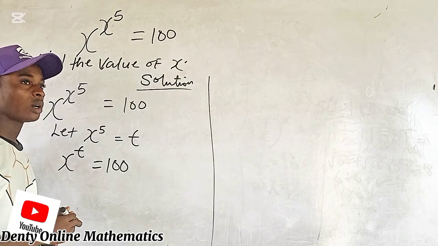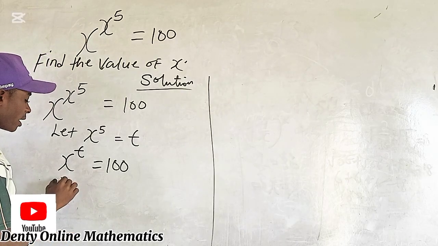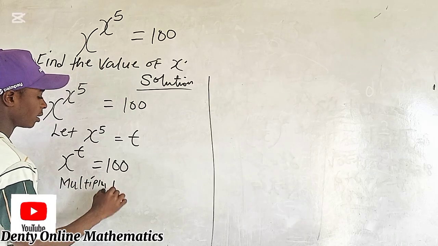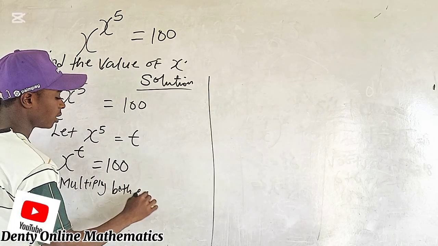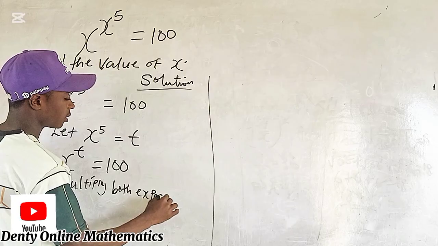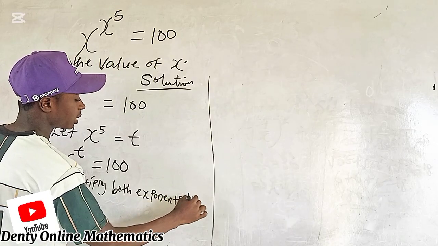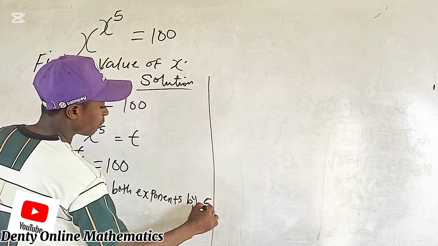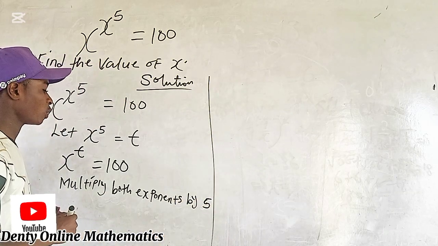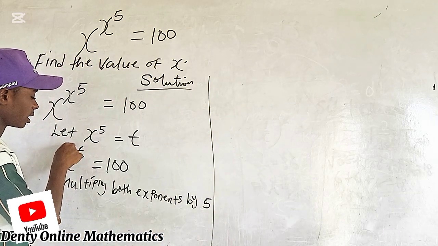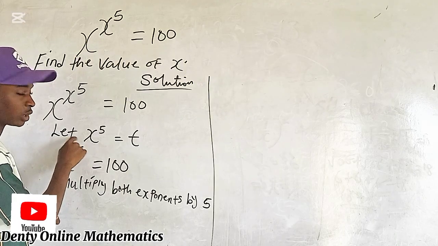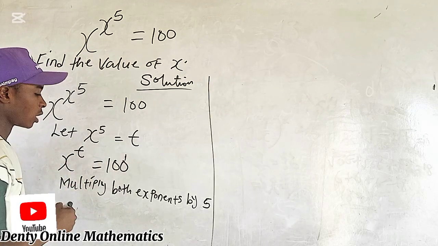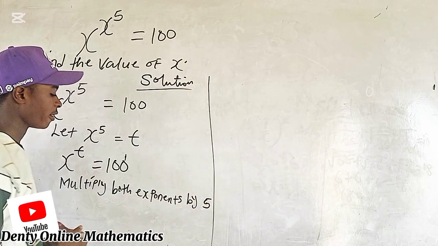Now at this point, what I will do is I will multiply both exponents by 5. Multiply both exponents by 5. The exponent is this variable at the top. So here 100 is the same thing as 100 raised to the power of 1. So I will multiply both exponents by 5.